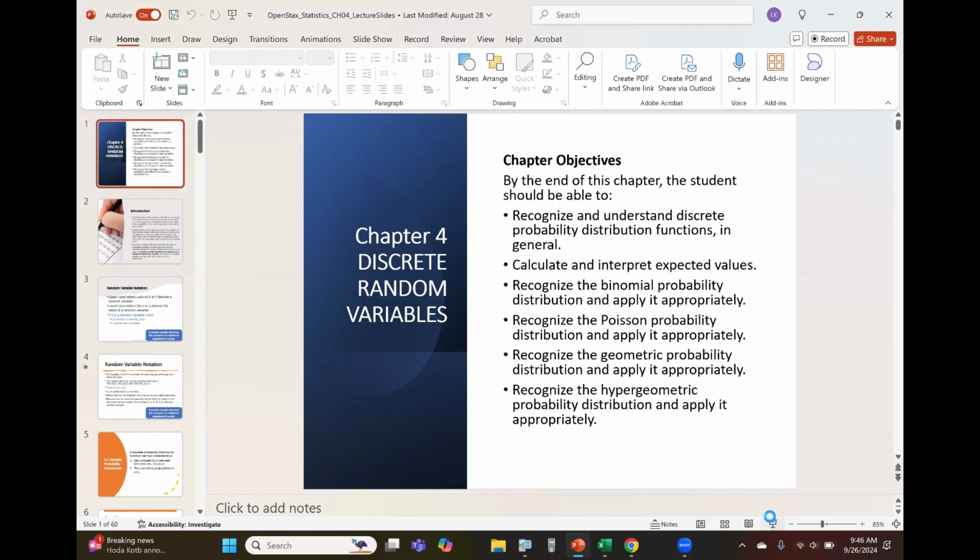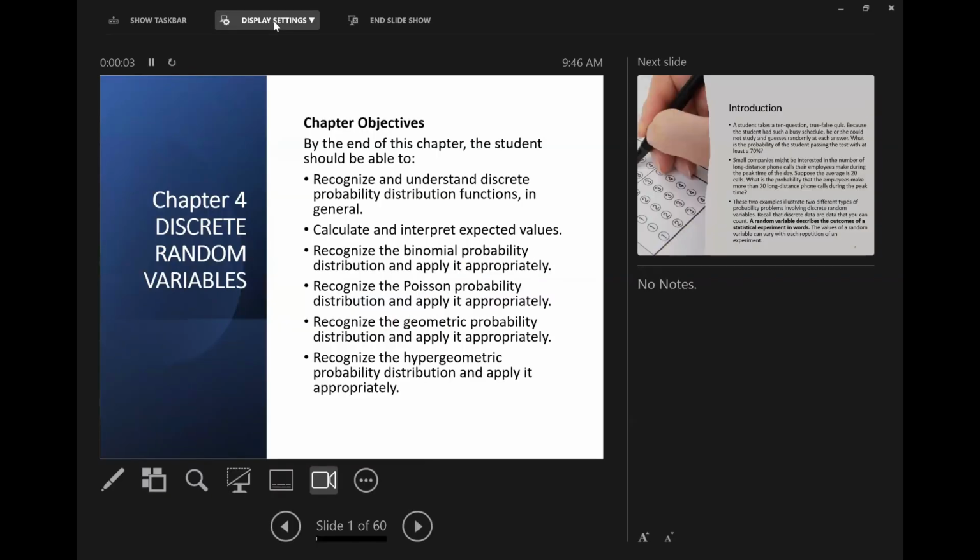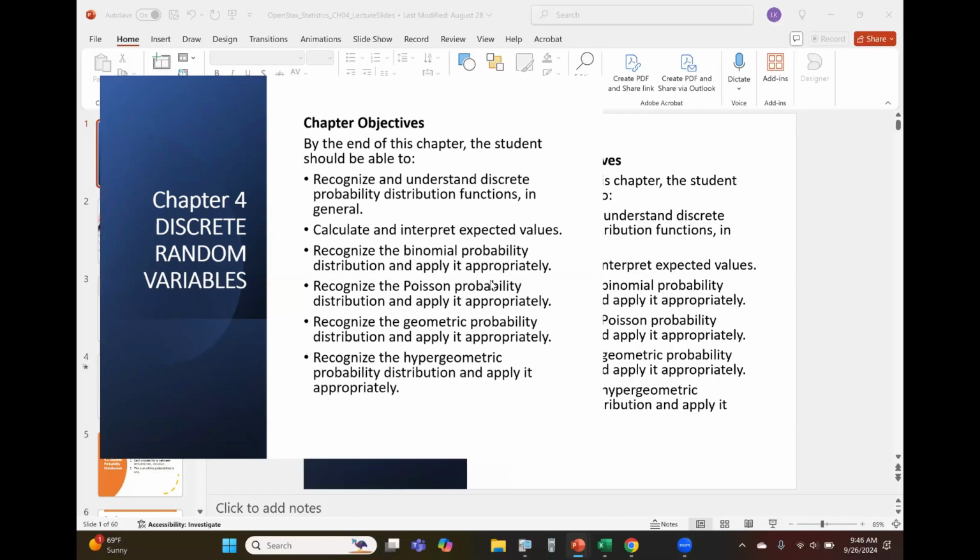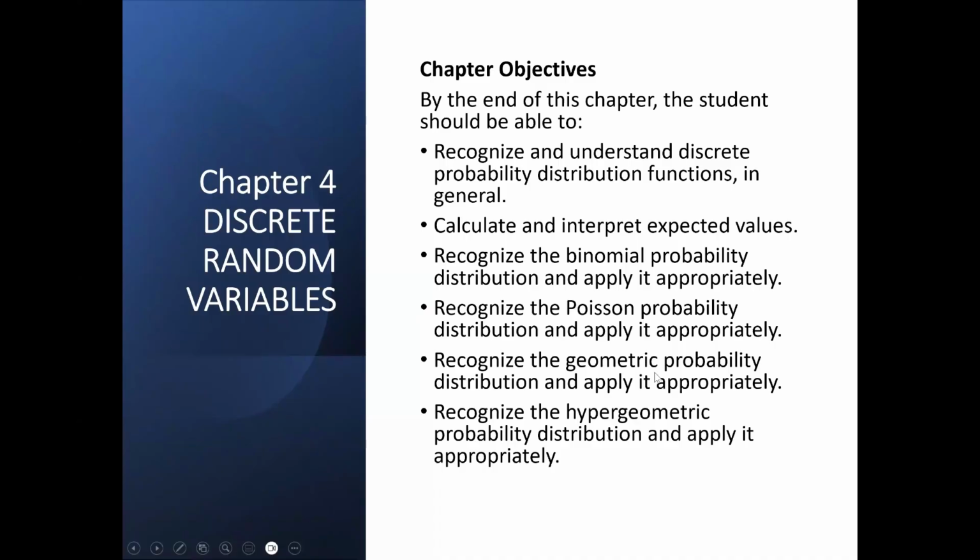So the title of this chapter is Discrete Random Variables. And from these discrete random variables, we are going to get probability distributions. And we're going to look at several different probability distributions. But these probability distributions deal with discrete data. So they deal with data that you count. And a frequency table is a count, correct?